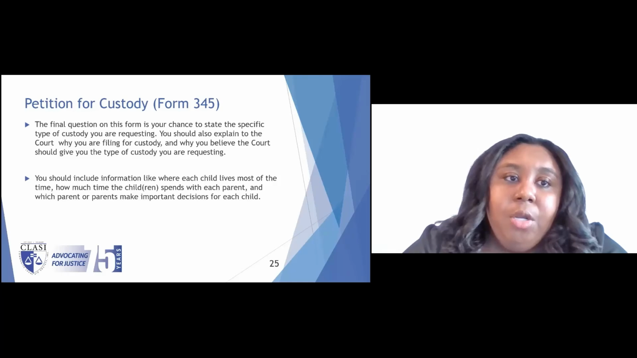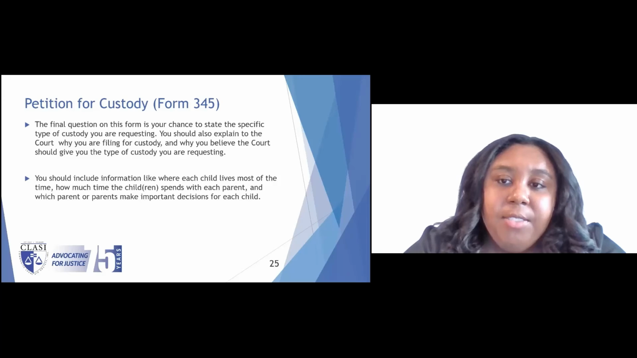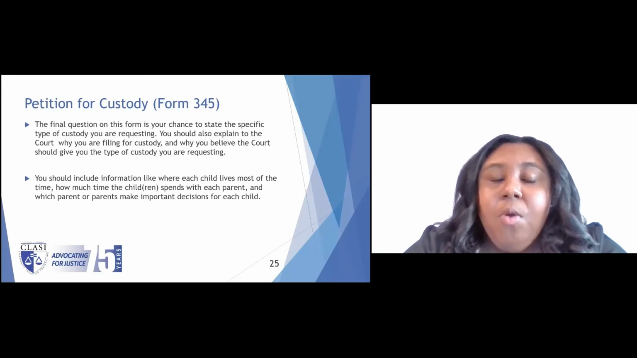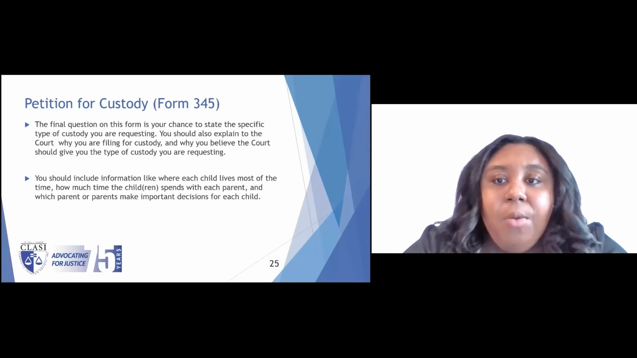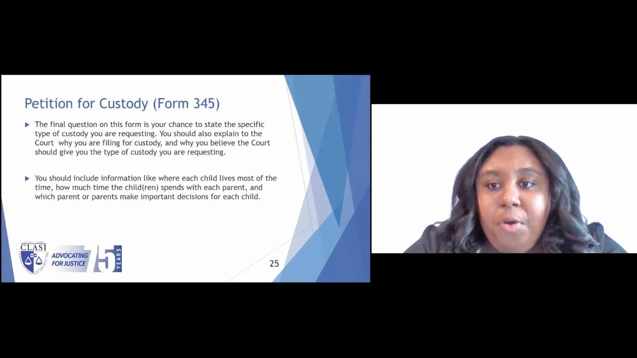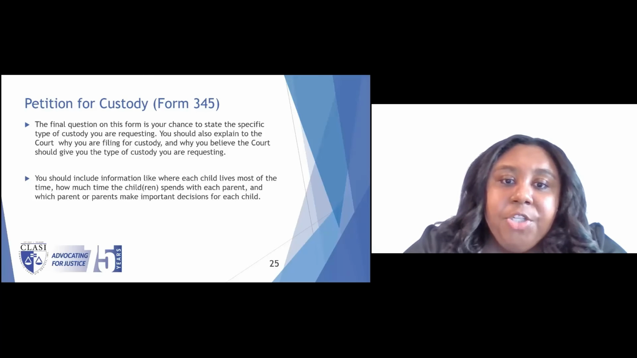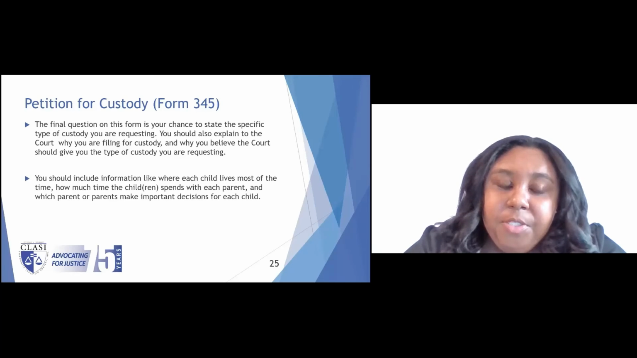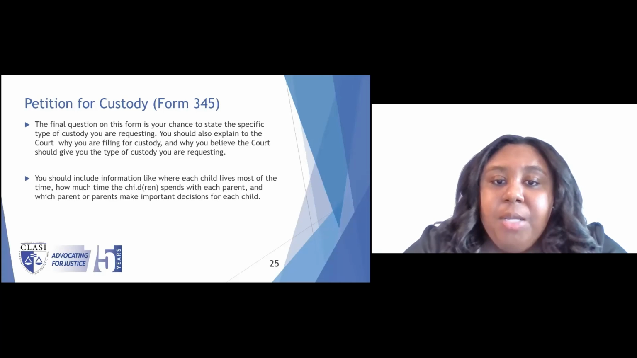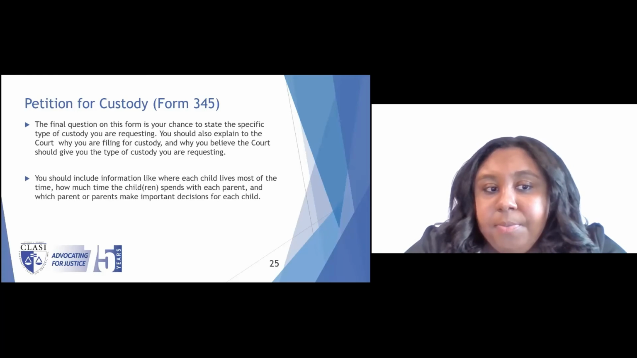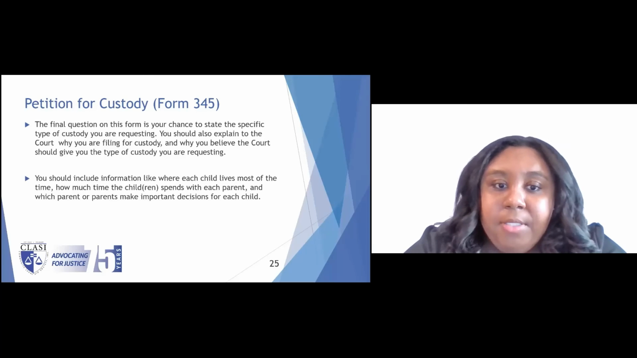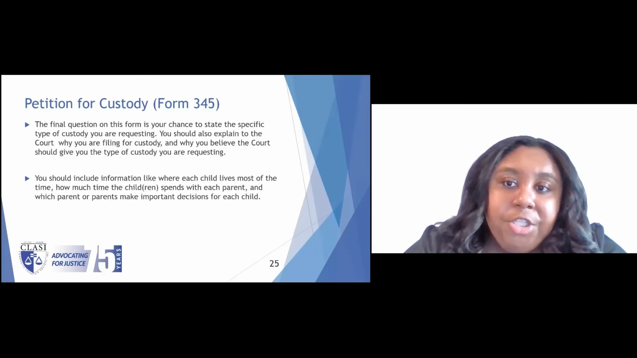The final question on the petition for custody is your chance to state the specific type of custody you are requesting. You should also explain to the court why you are filing for custody and why you think that the court should grant you the type of custody that you are asking for. You should consider including information like where the child lives most of the time, how much time the child spends with each parent, and which parent or parents make important decisions for each child.